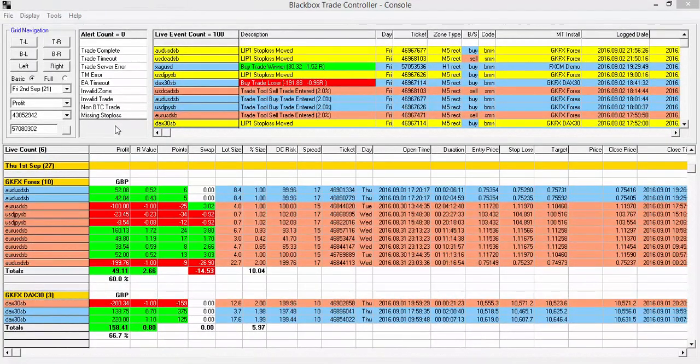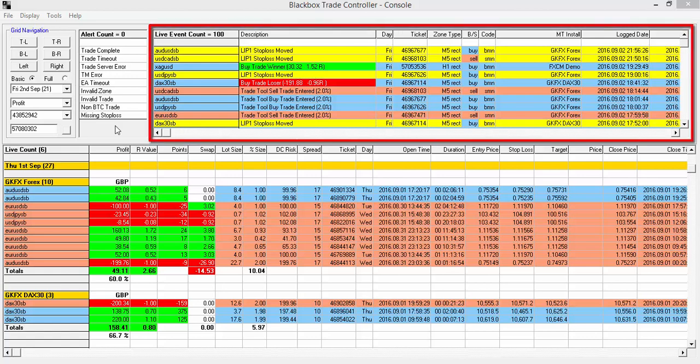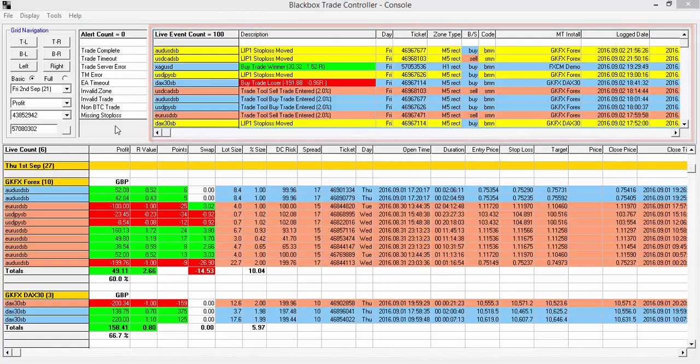The Trade Controller logs every event associated with each trade, the most basic being trade entry and trade complete. All other events, such as those related to trade management, are also logged and provide a full record of the trade history. All events are displayed in the live event grid within the Trade Console and are updated in real time as and when they occur. The information is displayed sequentially for all current trades, with the most recent at the top.